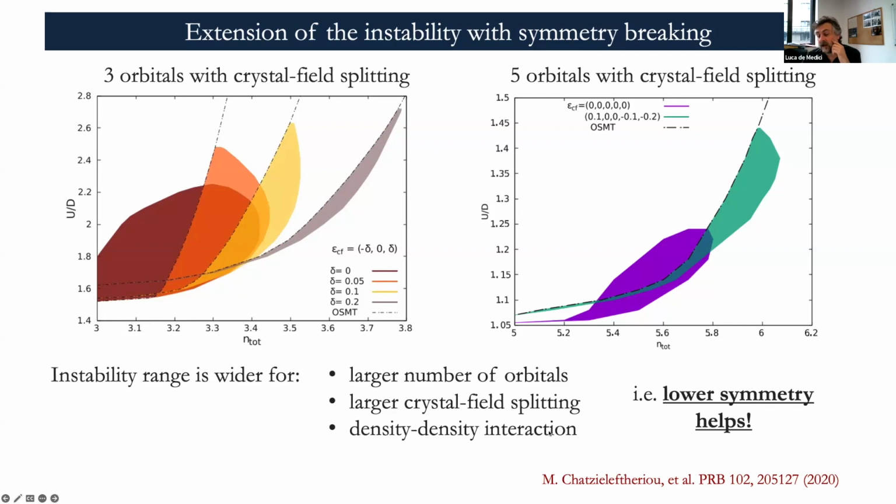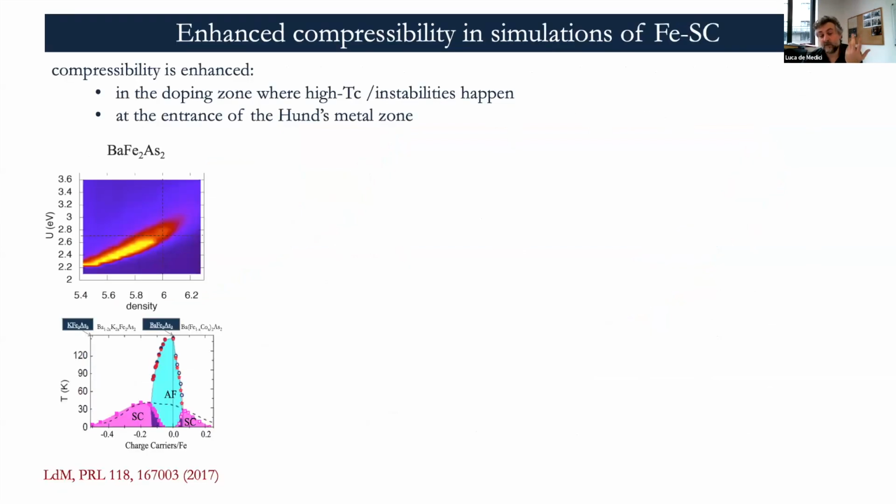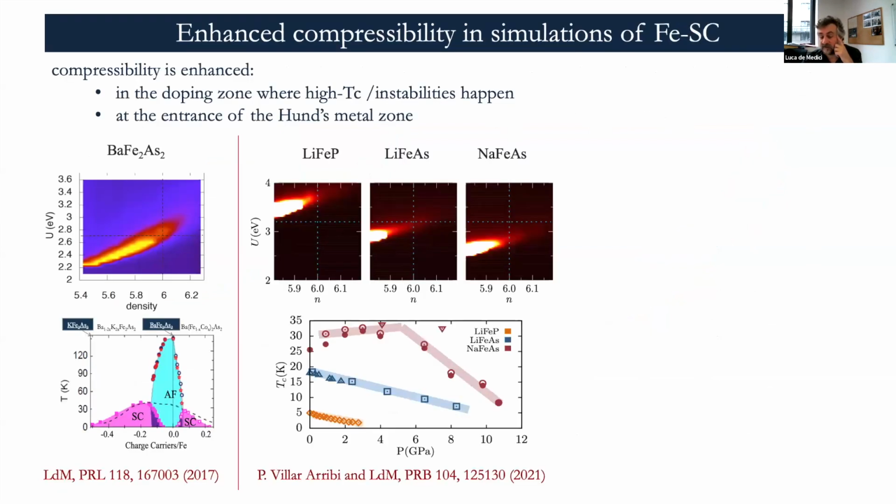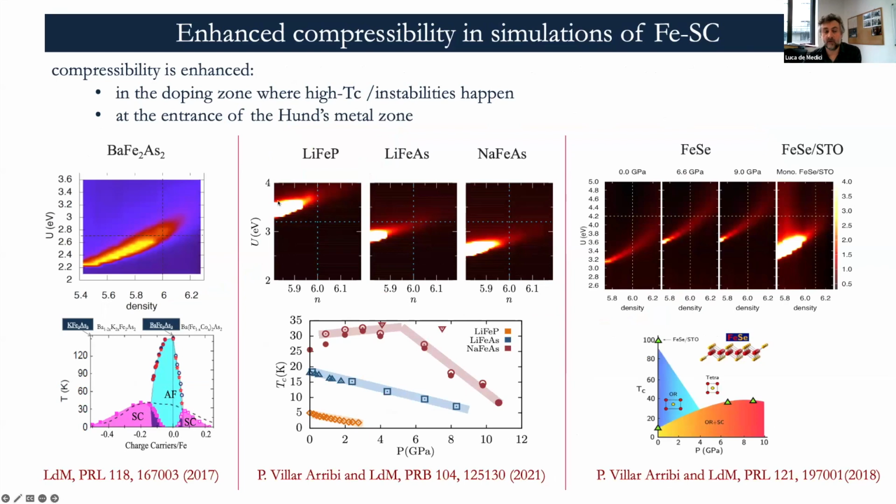This is the detail. But in general, the lower symmetry helps extending this instability zone, so much that if for 5 orbitals we realistically include the crystal field splitting for the iron-based superconductors, this zone extends all the way from 5 electrons in 5 orbitals, so half filling, where it stems from, to all the way to 6 electrons in 5 orbitals, which is where the stoichiometric iron-based superconductors are found. So much that then we decided to apply this to all realistic calculations of iron-based superconductors, which are all here. This is more the work of Pablo and Tommaso.